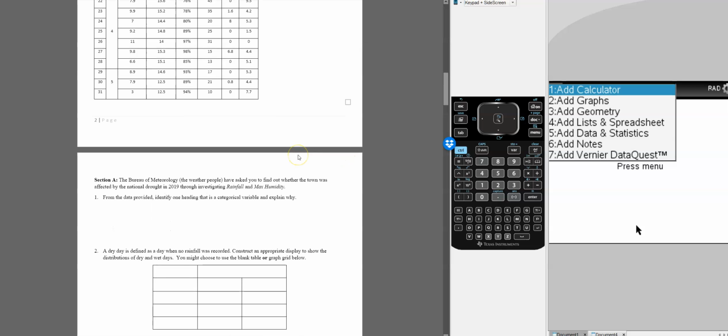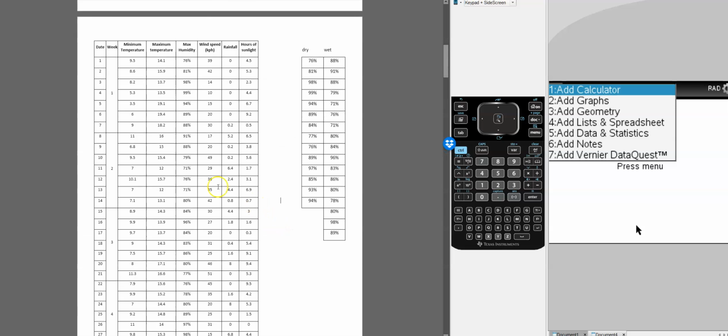So if we go back to our understanding of what a categorical variable is, something that can be organized according to its characteristics. And sometimes I think the trick is that numbers can also be organized into categories as well. For example, the date, even though it's represented in numbers, date is actually a categorical variable. Same with week as well.